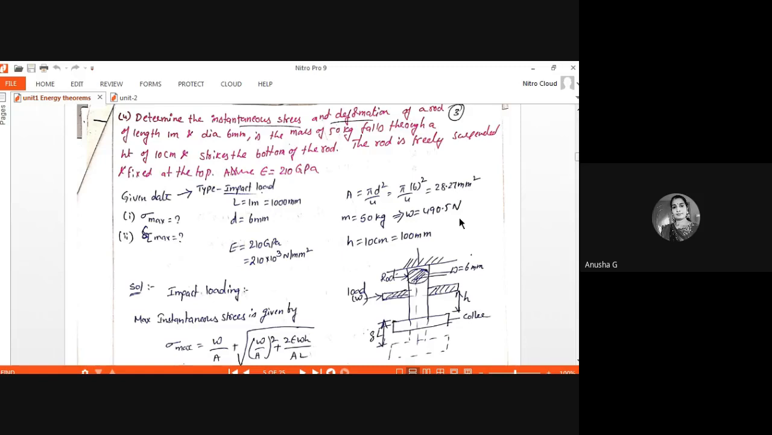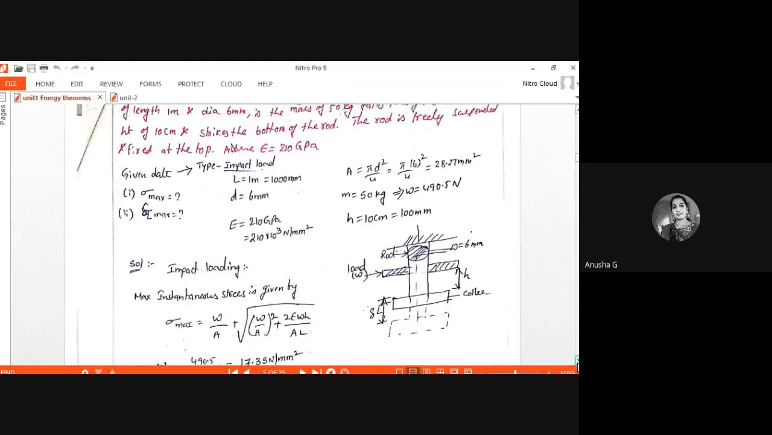Let's calculate the first one. According to our diagram, first we have to write all the given data. L is 1 meter, 1000 mm. D is 6 mm. Then we calculate the area of that bar, pi d square by 4. Then we have to convert the mass into Newton. Mass is 50 kg, and weight is 490.5 Newton. H is 10 centimeters, that we can convert to 100 mm. Now we will go for the problem.